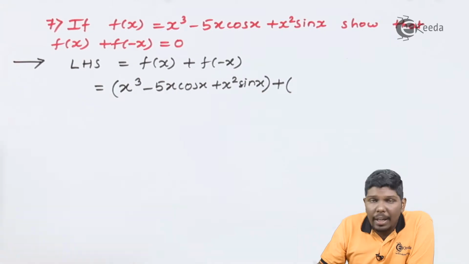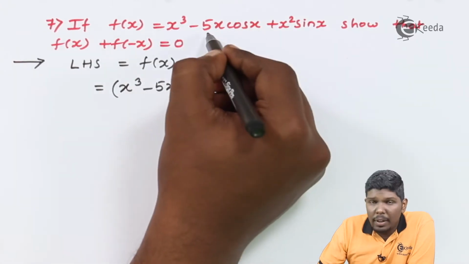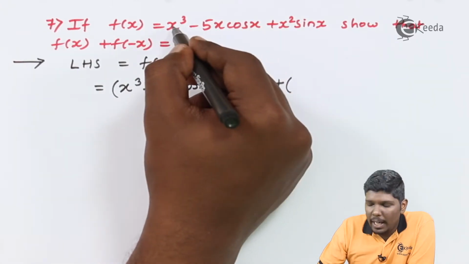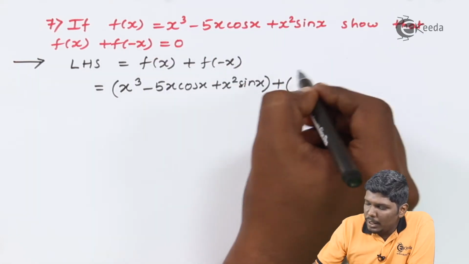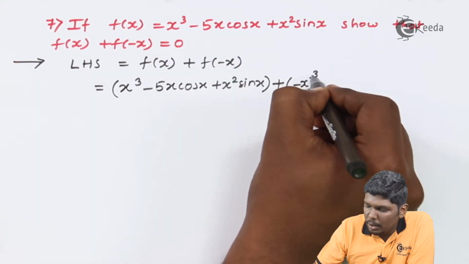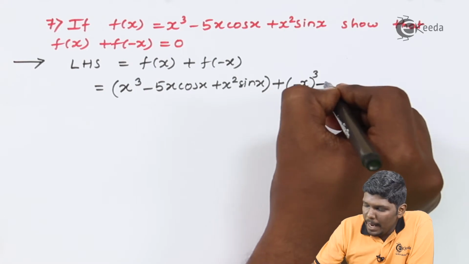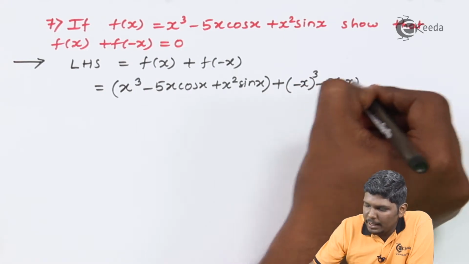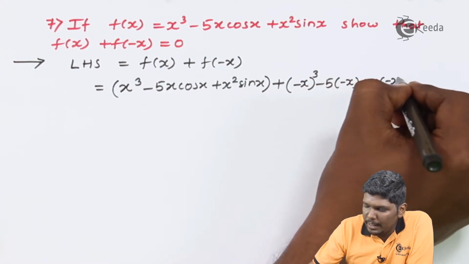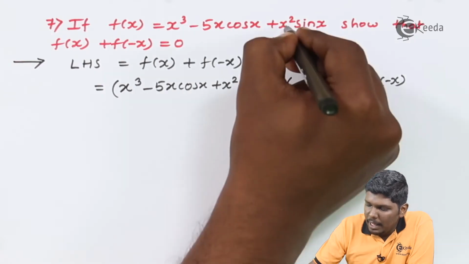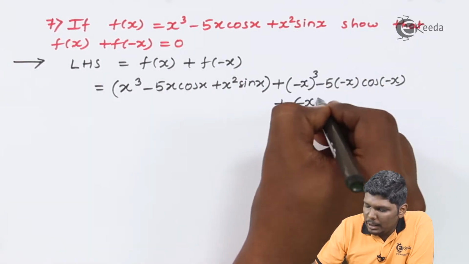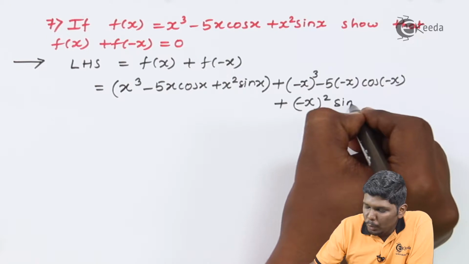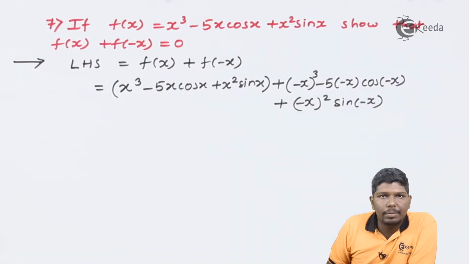Plus, how to find f of minus x? In the same function f of x, we'll substitute x as minus x. So this will become minus x the whole cube minus 5 into minus x into cos of minus x plus x square, that will be minus x the whole square into sine of minus x.